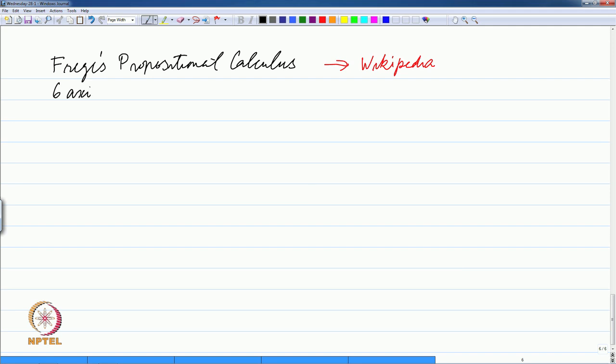So, let me write here. They have been given names. The first axiom is: A implies (B implies A). Again, remember that A, B are propositional variables. You can plug in any large formula inside this. All you are saying is that this formula is an axiom. Whatever you can plug in for A, you can in fact plug in this formula itself for A and some other formula for B, and the whole thing will turn out to be an axiom.